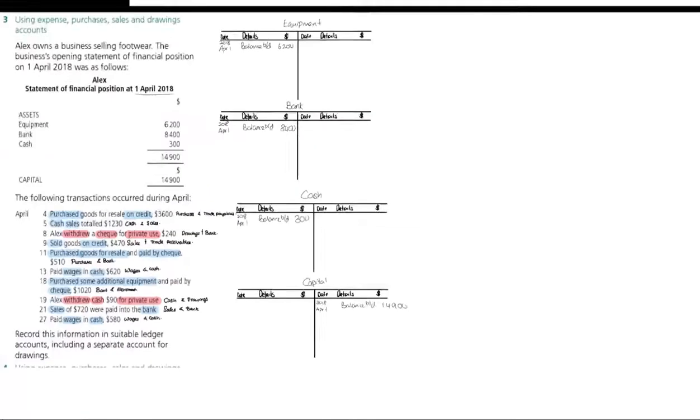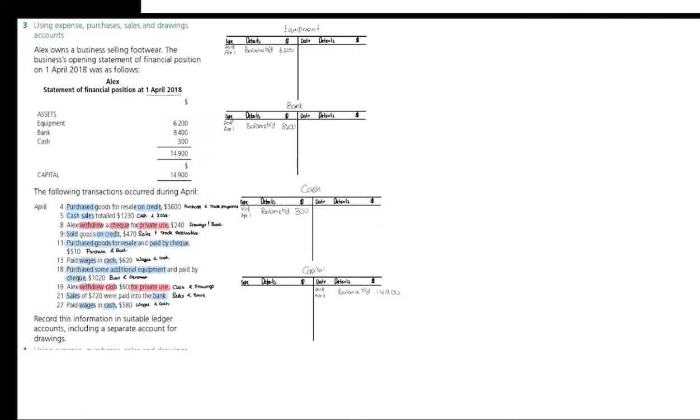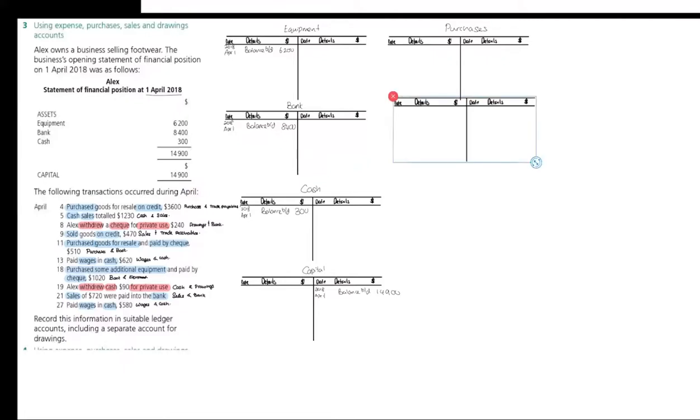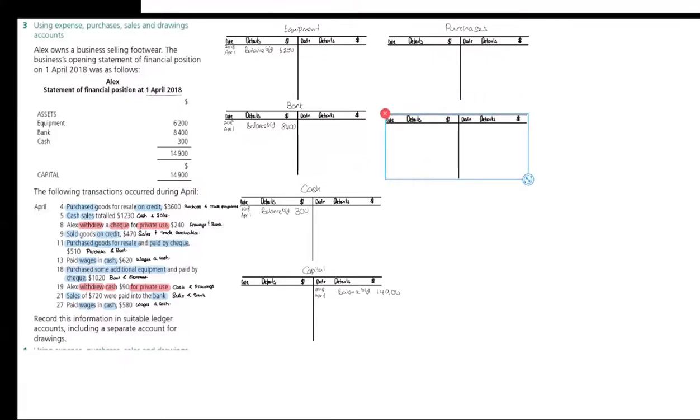So that's how you differentiate whether it goes to your purchases, your trade receivable, or your trade payable. You have to think, am I going to pay the person, or am I going to receive money from the person based on the transaction that happened? So if we are purchasing goods for resale, one day we have to pay them back, which is why we have to record them in trade payables.